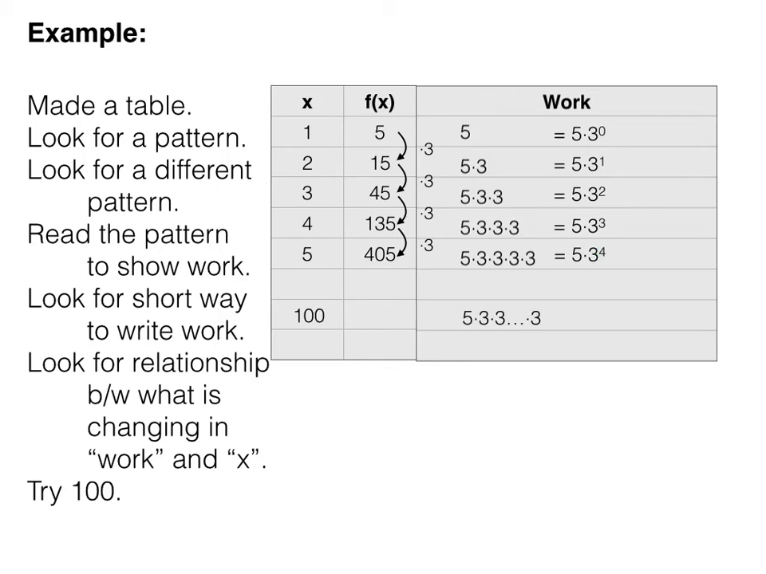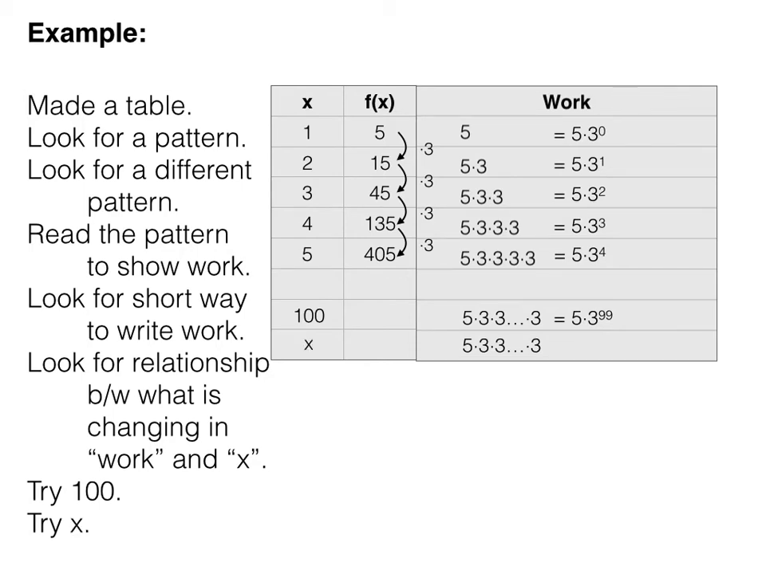We know it's going to be 5 times 3 times 3 a bunch of times. How many times? Well, remember what we said, that the relationship was that the exponent was 1 less than our x value. So if x is 100, we have 5 times 3 to 1 less than 100, or 5 times 3 to 100 minus 1, or 5 times 3 to 99. Then we can try x, and that gets us our rule.